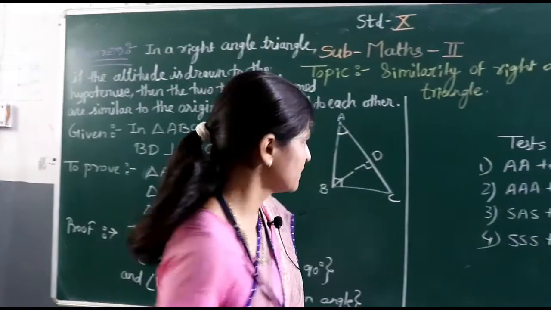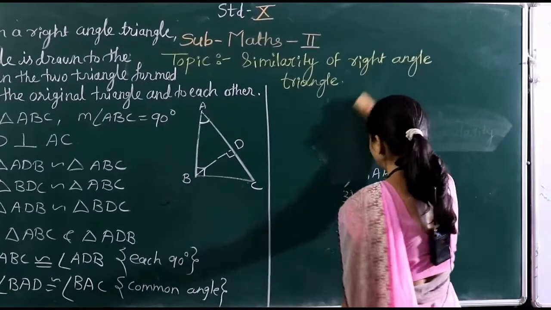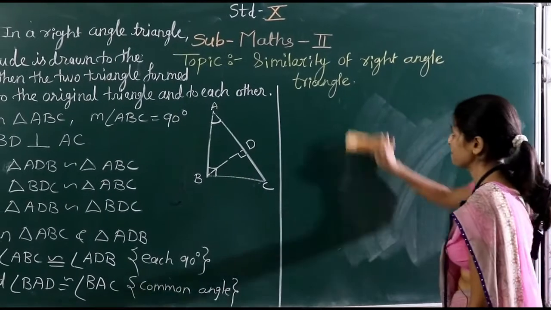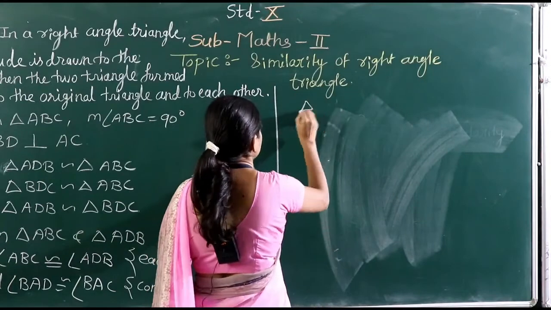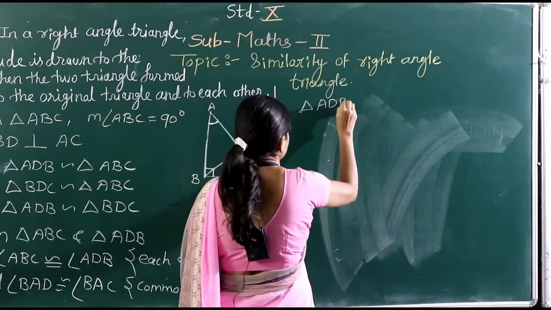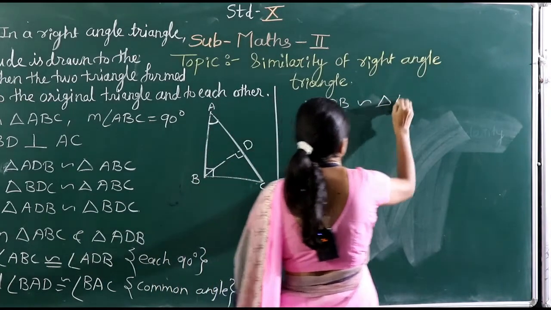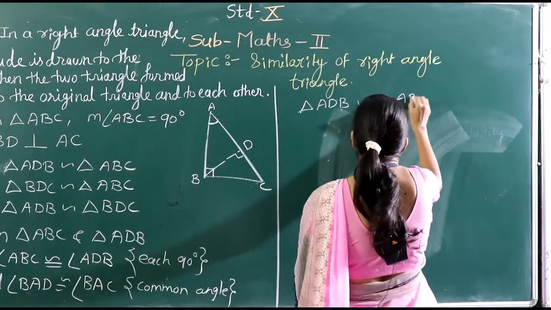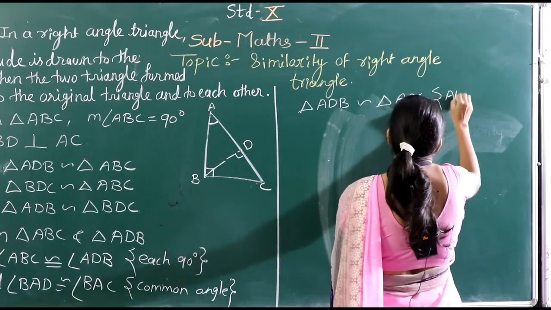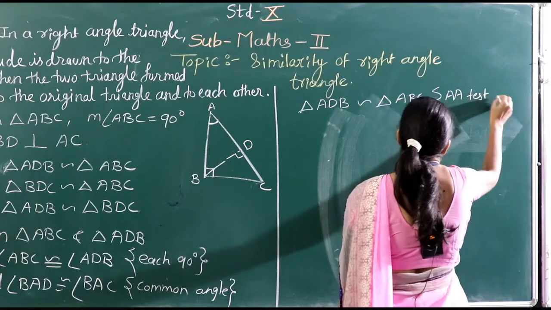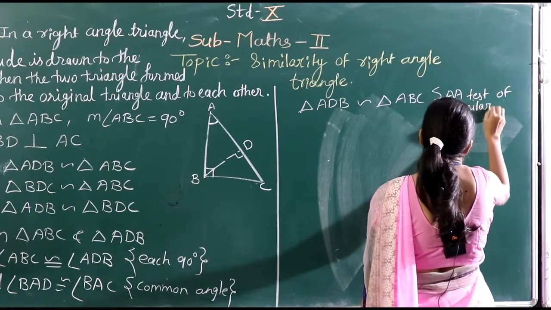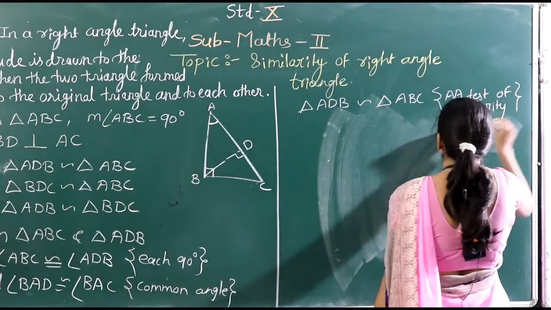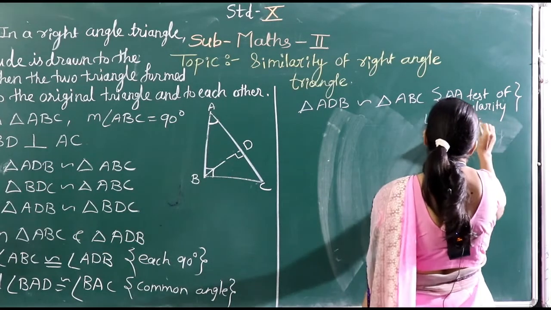So we can write triangle ADB is similar to triangle ABC. By which test? By the AA test of similarity. We put this as equation 1.